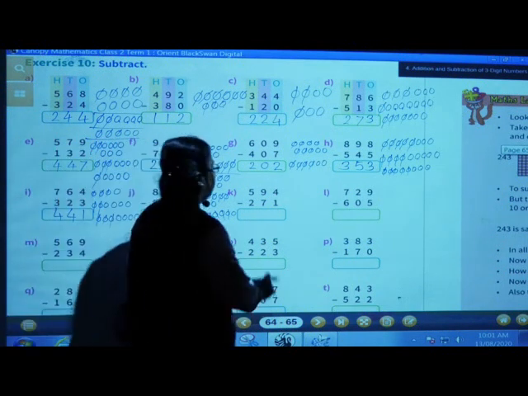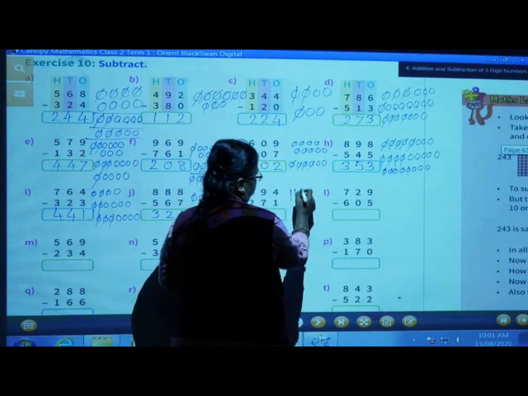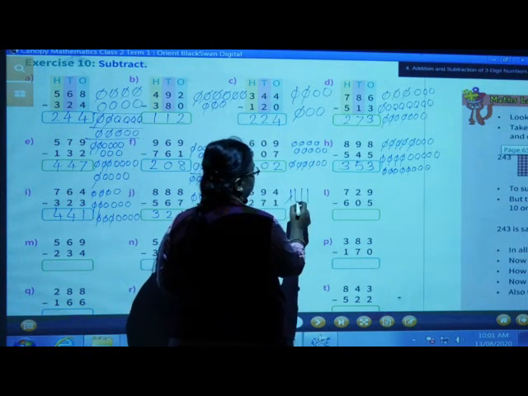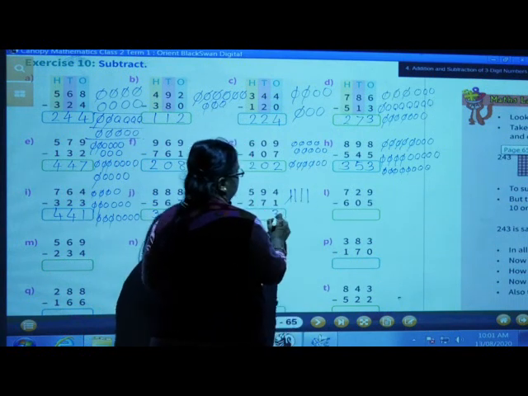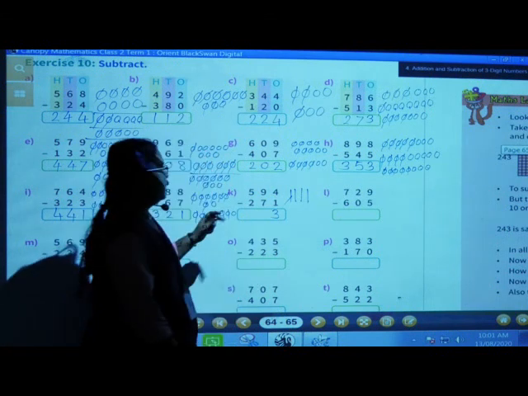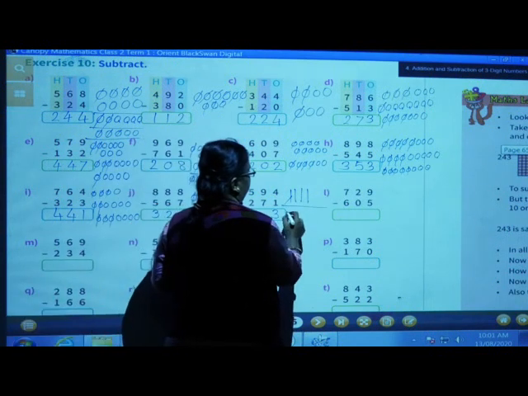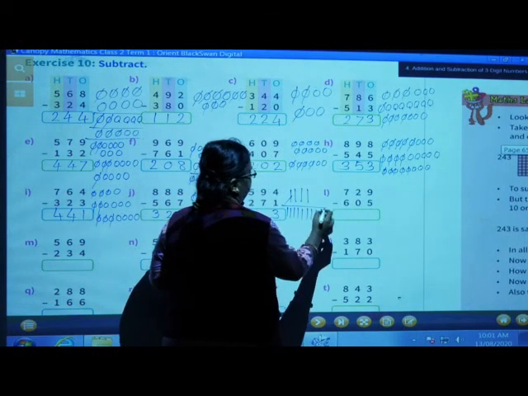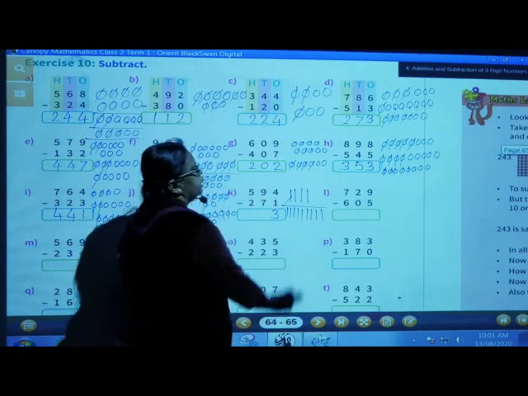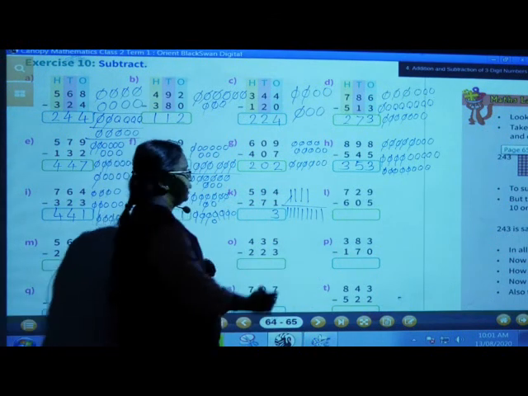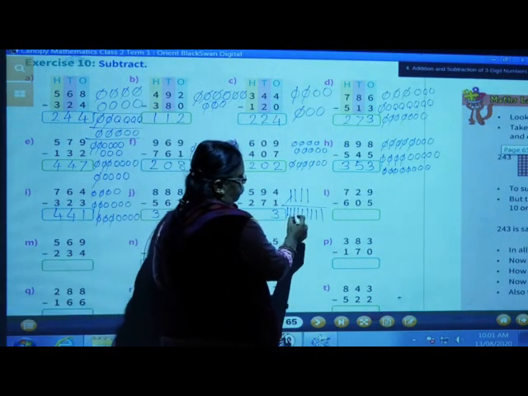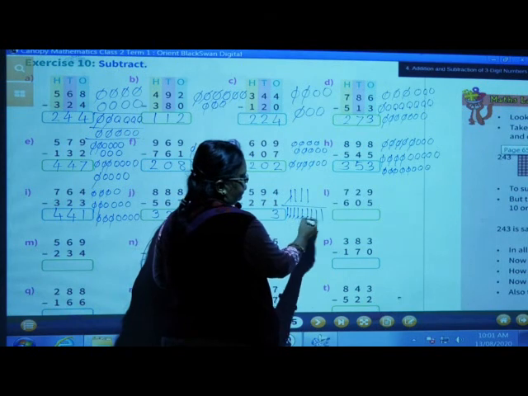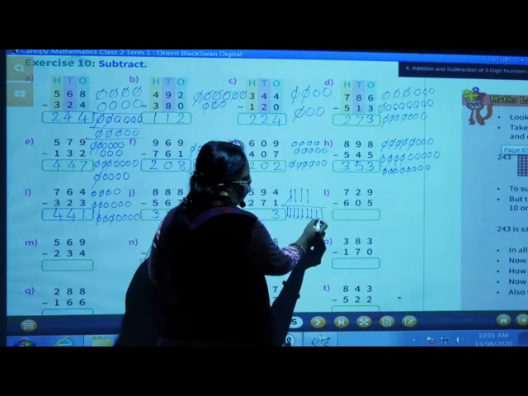Then 4 minus 1. 1, 2, 3, 4. 4 minus 1 is 3. Then 9 minus 7. 1, 2, 3, 4, 5, 6, 7, 8, 9. Minus 7. 1, 2, 3, 4, 5, 6, 7. How many are remaining? 1, 2.